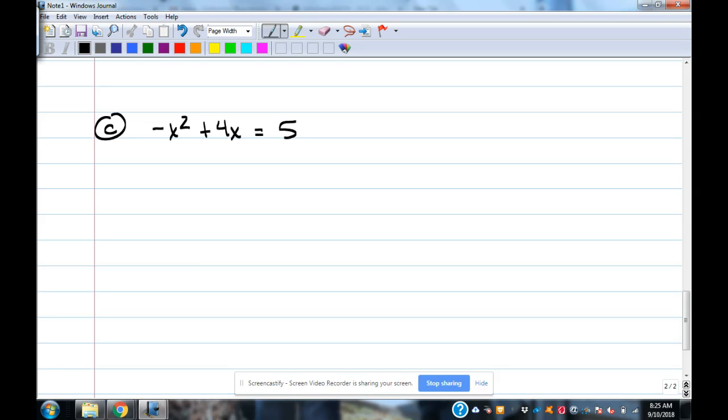What do we got to do first? Get it equal to 0. So we're either going to move x squared and 4x or the 5. I'm going to take the quick way and move the 5. And then either write it down or have it in your brain what A, B, and C are. A is -1, B is 4, C is -5. Get the discriminant.